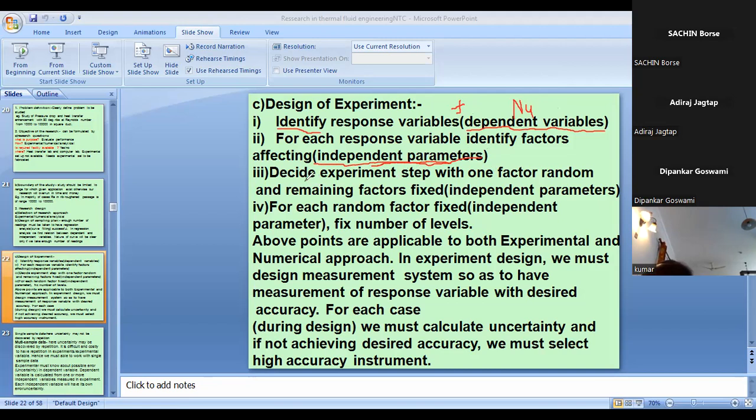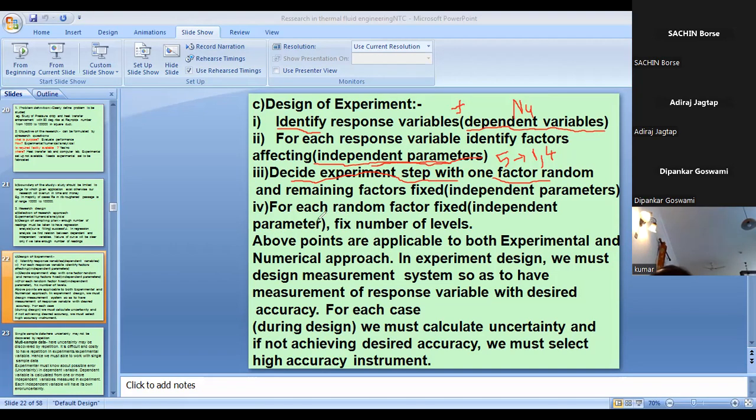Okay. Now, we have to decide the experimental step with one factor random. So what I have to do is, suppose I have 5 independent parameters. Out of that, what I will do? One parameter I will make random. Random is, it is allowed to vary, and remaining 4, what I do, I keep constant. Why I keep constant? That is called as control condition. Okay. That is called as control condition.